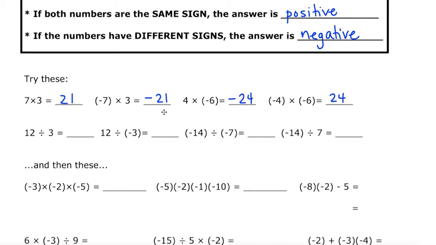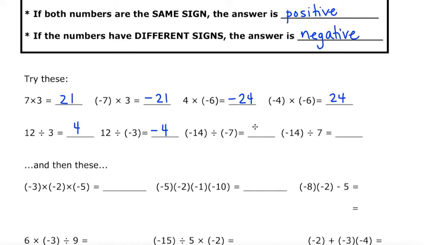The same rules apply for multiplication as they do for division. So two positive numbers being divided gives me a positive number, so 12 divided by 3 is positive 4. A positive divided by a negative gives me a negative value, that's one of each, and 12 divided by 3 is 4. A negative divided by a negative is a positive number.